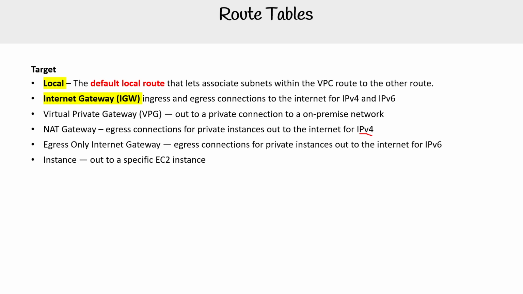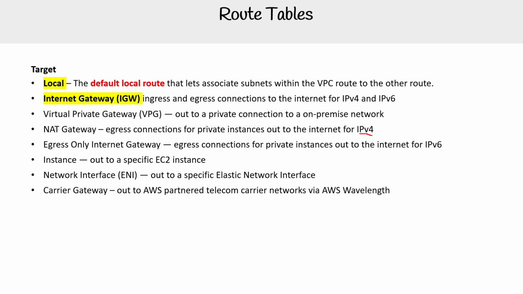You can specify a specific instance that is allowed to send traffic out via route, so a very specific EC2 instance, or a network interface, an ENI, for a specific Elastic Network Interface. You have carrier gateways. This is out to AWS partner telecom carrier networks via AWS Wavelength. This is what I have to assume because carrier gateways is associated with AWS Wavelength, which is for those telecom carrier networks.